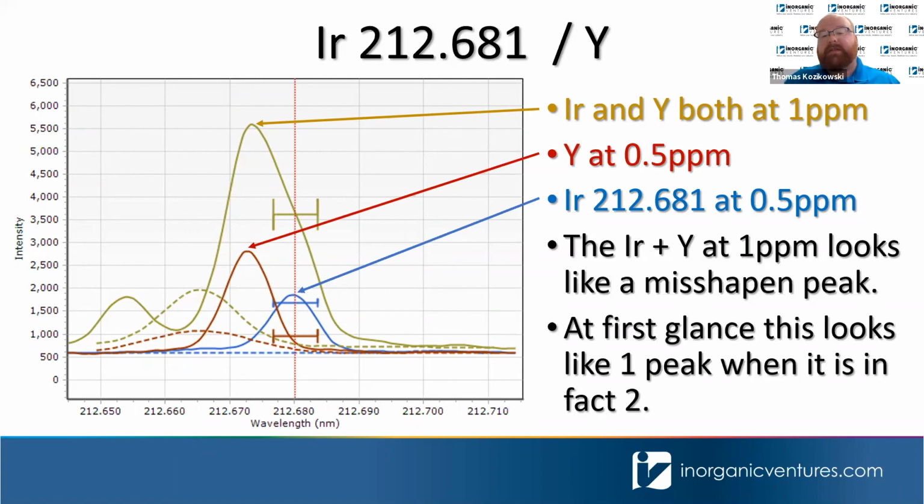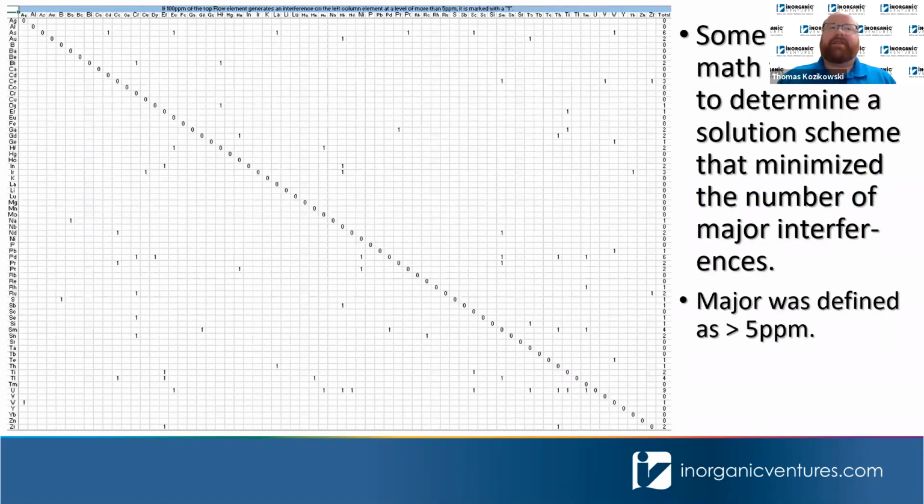So with respect to interferences, you're not going to have to study this, but this is an example of some of the offline math we use to determine what scheme would minimize the number of major interferences within our standards. So we ran those 40 ppm and 80 ppm single element standards versus our calibration curve and tried to determine what's causing the interferences. So we said a major interference was going to be anything greater than 5 ppm. So if we ran 80 ppm of the aluminum, does that show up on another line and give us a number that's actually greater than 5 ppm?